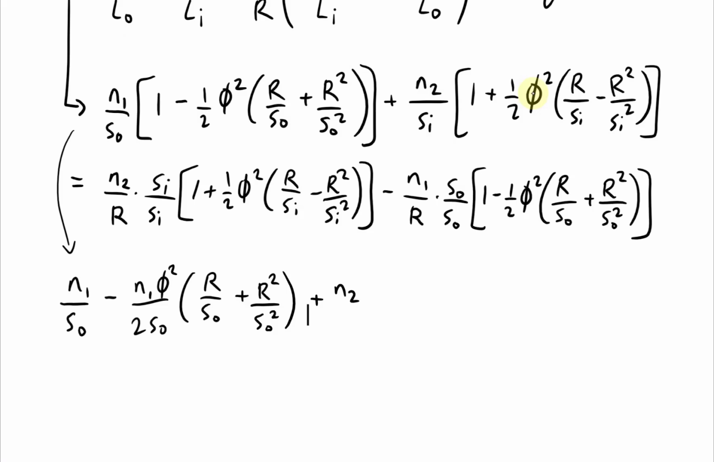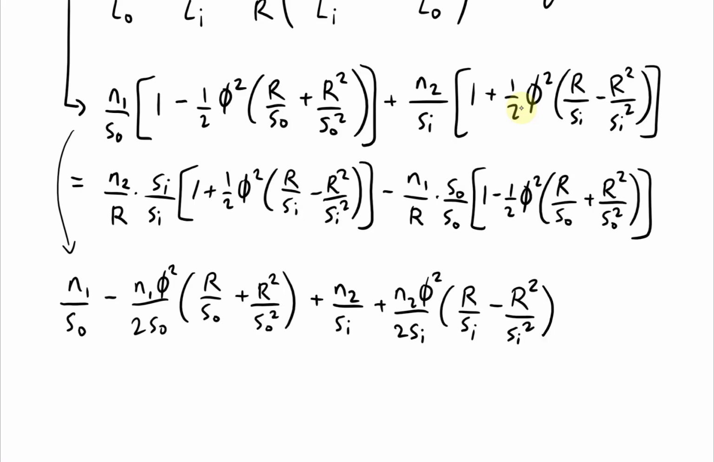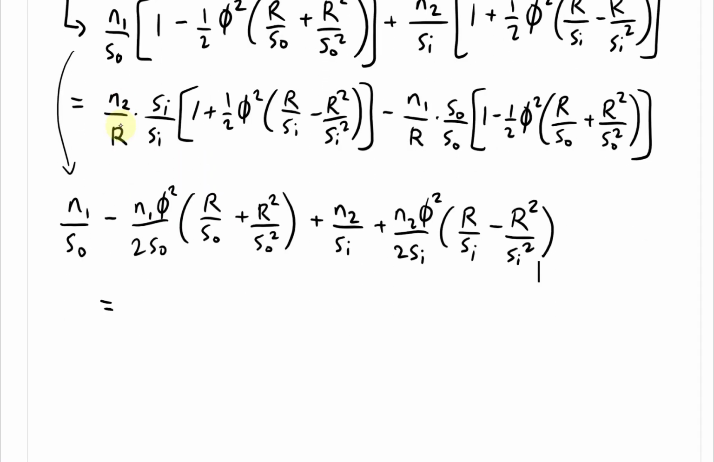So we're going to have N2 over Si, and multiply this again, plus N2 phi squared over 2Si, and then multiply this out, R over Si minus R squared over Si squared, like that. I'm going to erase this over there. And then, yeah, so that's what we have over here. We don't need that second square bracket anymore. And now we've got to account for the right side. So this equals, and these Si's cancel, and these S naught's cancel. Yeah, so now we just multiply this inside.